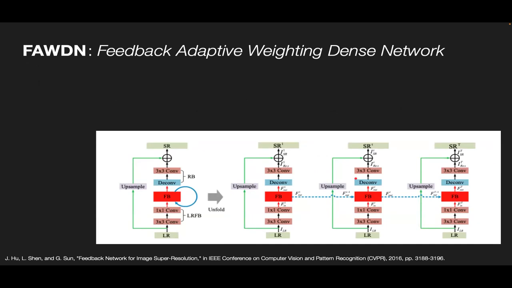FODON is a feedback adaptive weighting dense network. The general idea is that this super resolution feedback network is built upon several feedback blocks. These blocks take in low resolution input images and output intermediate feature maps. Those feature maps are then fed back in to generate refined outputs in an iterative manner, with the final end result being a high resolution image. Those feedback blocks are a series of convolutional layers followed by nonlinear activation functions, and each block is built with up and down sampling layers with dense skip connections.